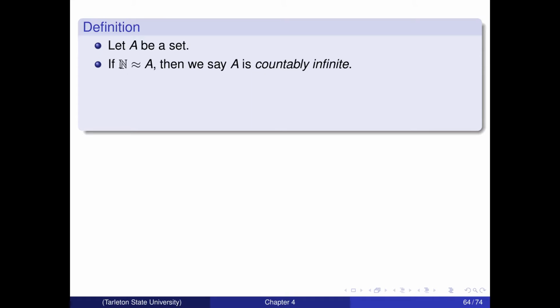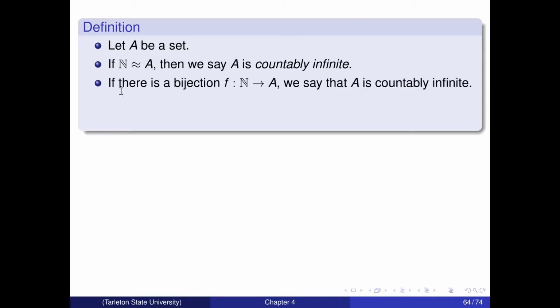If the cardinality of the natural numbers is the same as the cardinality of A, then we say that A is countably infinite. And what I'm doing here is essentially repeating that definition, because if the cardinality of the naturals and the cardinality of A are the same, well, that means there's a bijection between them. In fact, this is how a lot of books will define countably infinite. They'll skip over this and just say, if there's a bijection from the naturals to a set, that set is called countably infinite.